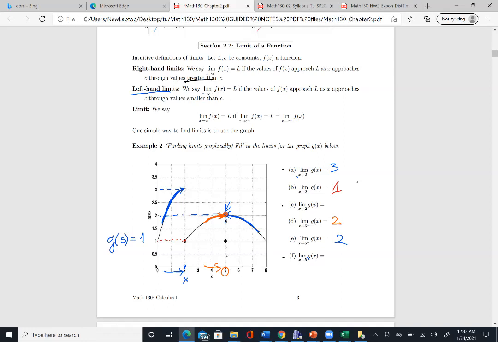Okay. Now let's talk about the limit. We say limit of f(x) equal to L if limit of f(x) for x go to c from the right hand side equal to L and equal to the limit of f(x) for x go to c from the left hand side.